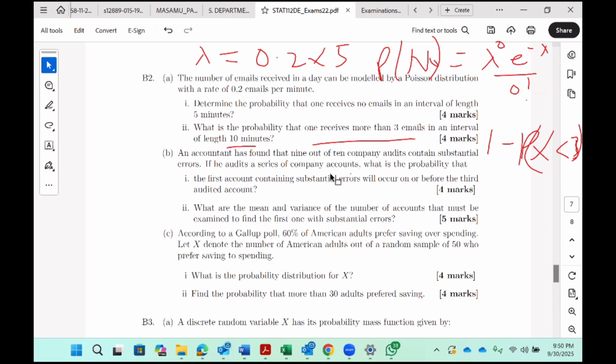And here our lambda will be 0.2 times 10. 0.2 times 10. Okay, that will be 2.